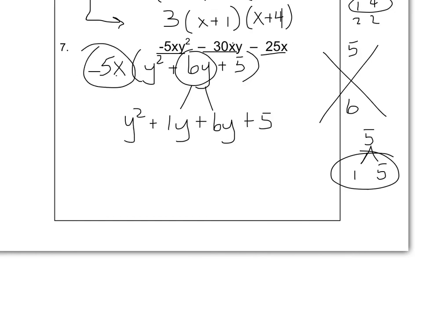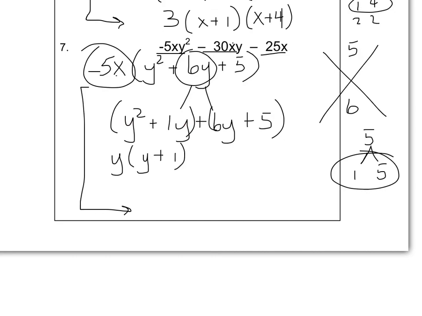Again, don't forget, circle this guy. Put your arrow down there so you don't forget him. It's a really easy habit to forget him. Parentheses around the first two and the last two. These two here have a y in common with a y plus 1 left over. What does 6 and 5 have in common? They don't have anything in common. They both don't have y's, so I'm going to factor out a 1.